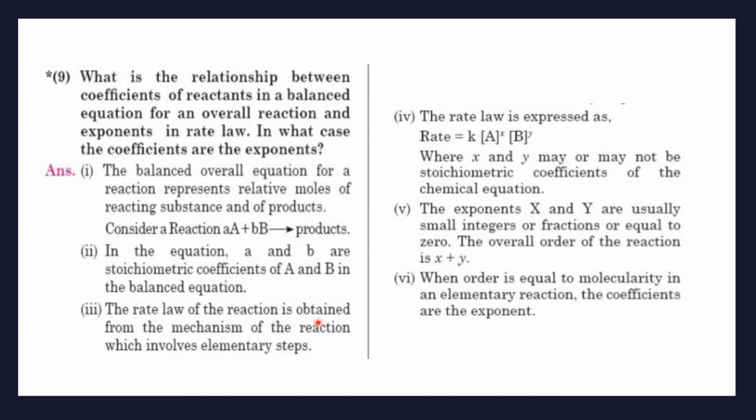The rate law of the reaction is obtained from the mechanism of the reaction, which involves elementary steps. The rate law is expressed as rate is equal to k into [A]^x into [B]^y, where x and y may or may not be the stoichiometric coefficients of the chemical equation. The exponents x and y are usually small integers or fractions or equal to 0. The overall order of the reaction is x plus y. When the order is equal to the molecularity in an elementary reaction, the coefficients are the exponents.